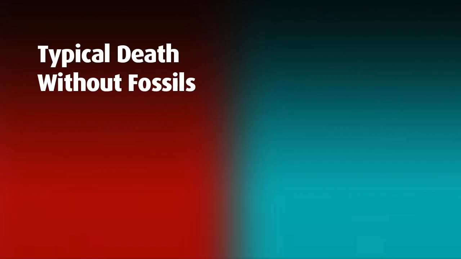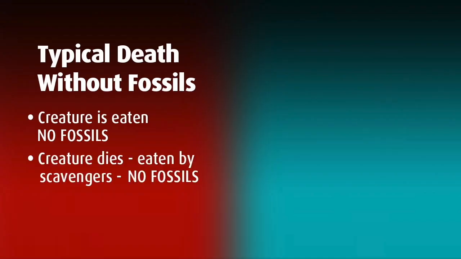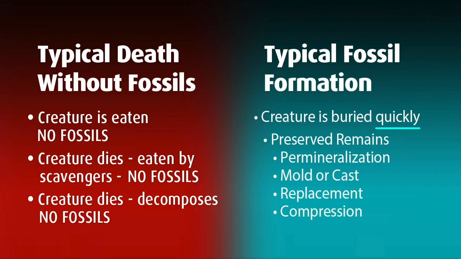When a creature dies, normally there's no fossils that are going to be produced. The creature might be eaten, and of course there's no fossils then. The creature dies and is eaten by scavengers, and there's still no fossils. Or the creature dies and decomposes, and there's no fossils. The only way fossils happen is when a creature is buried quickly. And there are 5 different kinds of fossils.